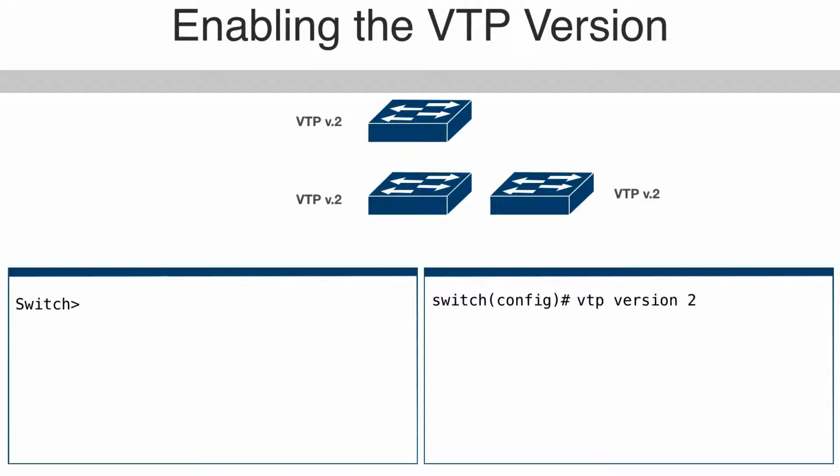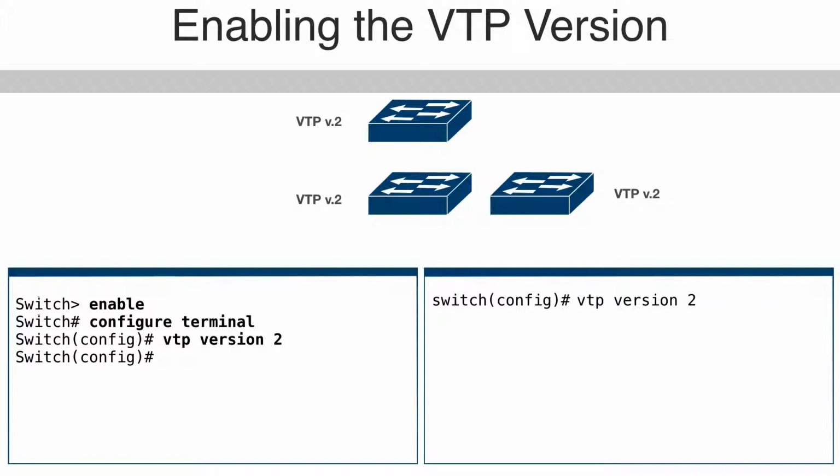Enables privileged exec mode. Enters the global configuration mode. Enables the VTP version on the switch. The default is VTP version 1. Returns to privileged exec mode. Verifies that the configured VTP version is enabled.